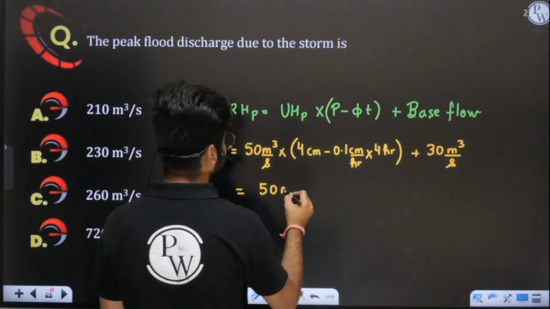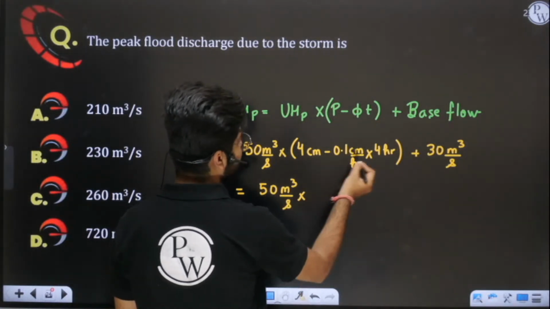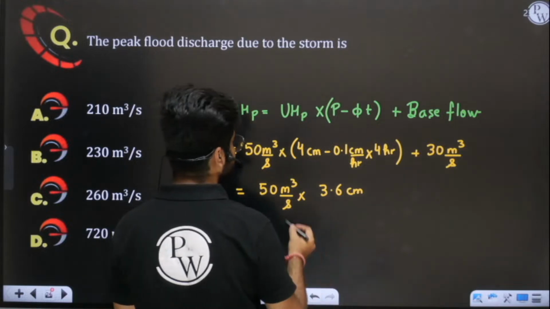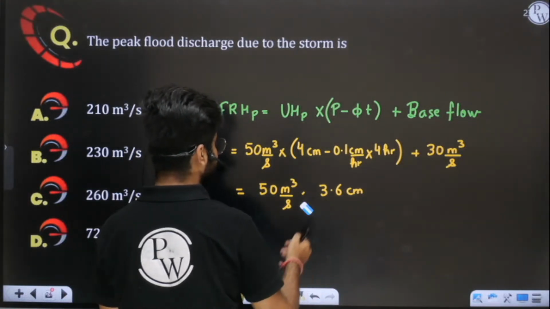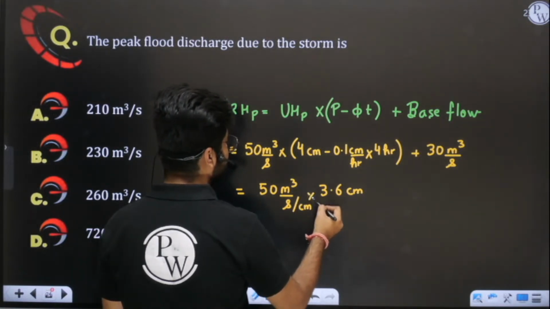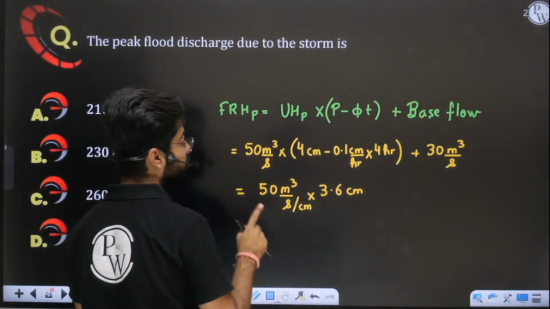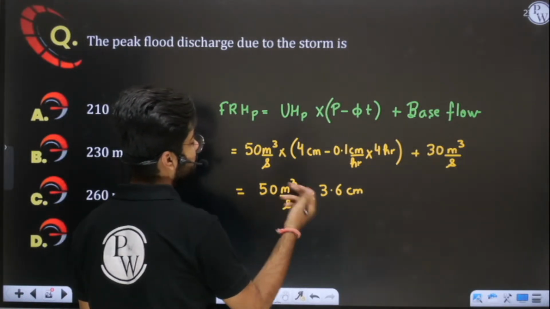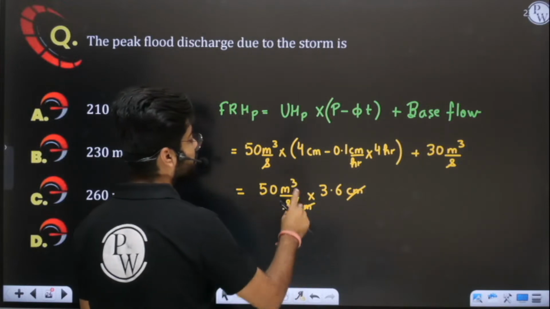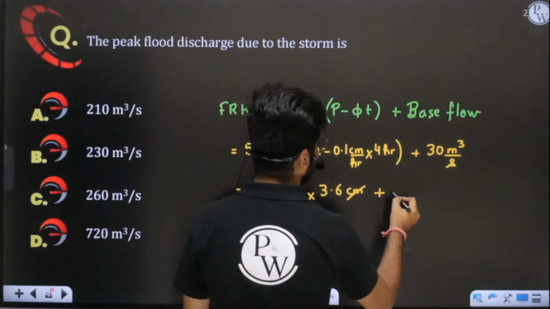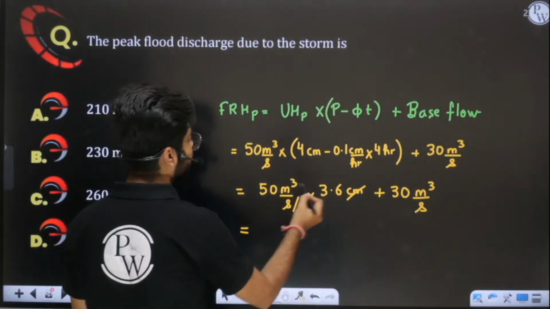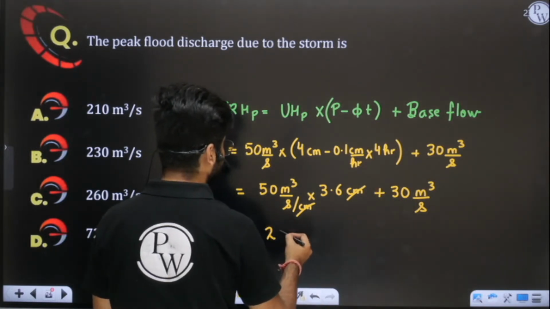So 4 minus 0.4 is 3.6 centimeter. The unit hydrograph peak is 50 meter cube per second per centimeter. Why per centimeter? Because it is from the unit hydrograph: 50 meter cube per second discharge is there when we have 1 centimeter effective rainfall depth. So for 3.6 centimeter effective rainfall depth, we multiply 50 by 3.6 and add 30 meter cube per second. 50 into 3.6 is 180, and 180 plus 30 is 210.